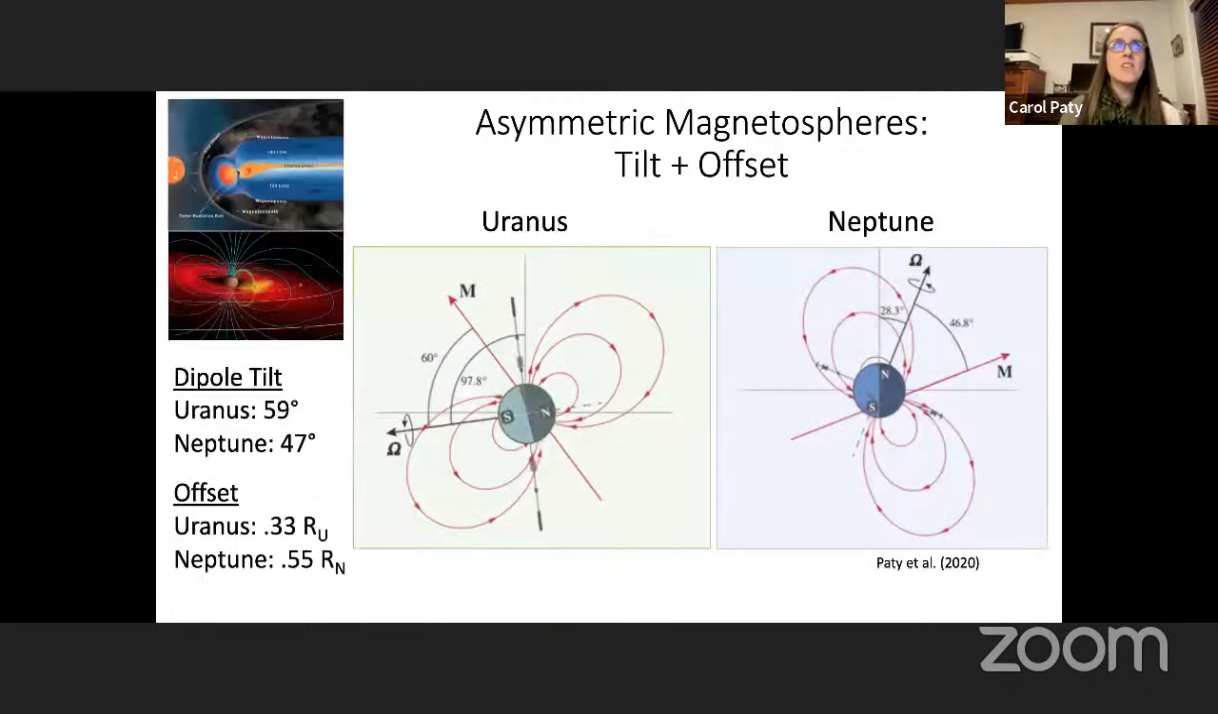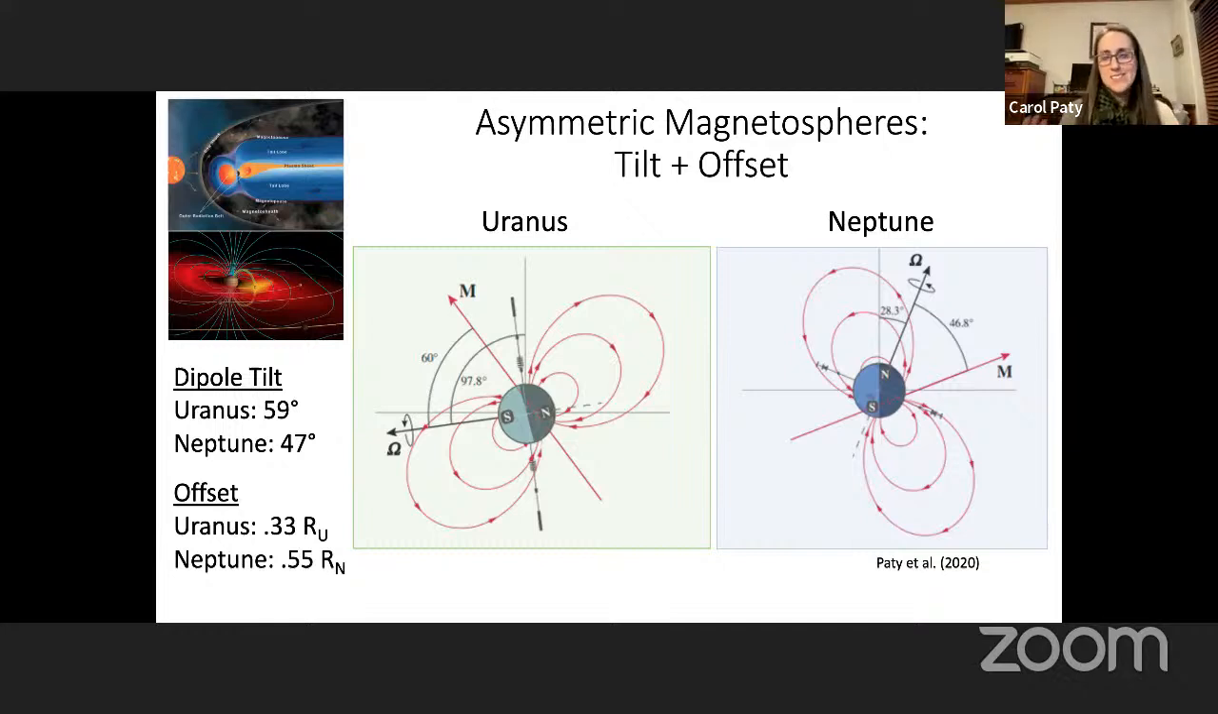And what we've found, both at Uranus and at Neptune, is that the dipole tilt, the tilt of the magnetic axis relative to the rotation axis, was incredibly large for these planets. Almost 60 degrees for Uranus, almost 50 degrees for Neptune. What was confusing is that if you tried to stick a dipole on these, it made it look like they were offset from center by a significant fraction of the radius of the body. So a third of a Uranus radius off-centered, or more than half of a Neptune radius off-centered.